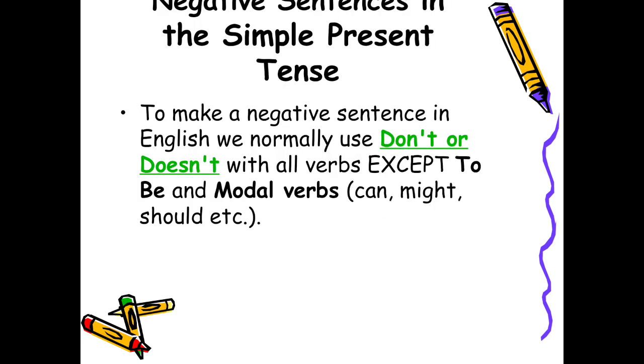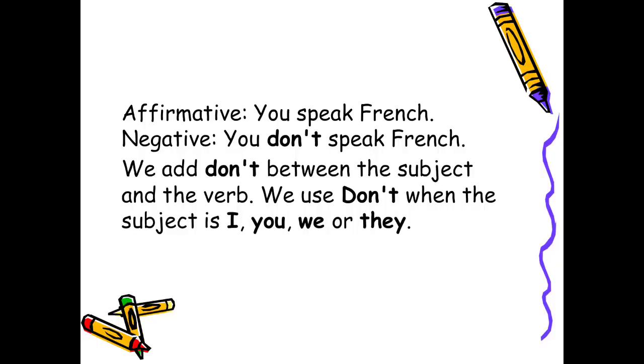The negative sentences in simple present tense. So in simple present tense, you're going to write a negative sentence. To make a negative sentence in English, we normally use don't or doesn't. It will be used along with all the verbs except with be verbs. What are the be verbs? I, am and are be verbs. And modal verbs. What are the modal verbs? Can, might, could, should, all these are modal verbs. So except with these modal verbs or with the be verb, with all the other verb forms we will be using don't or doesn't to make an affirmative sentence into a negative one.